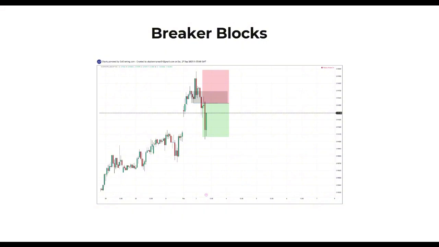So guys, that's the breaker blocks, simplified and easy to understand. Remember, they form after structure breaks, not before. If you combine breaker blocks with market structure, liquidity and fair value gaps, you will see how powerful smart money concepts really are.